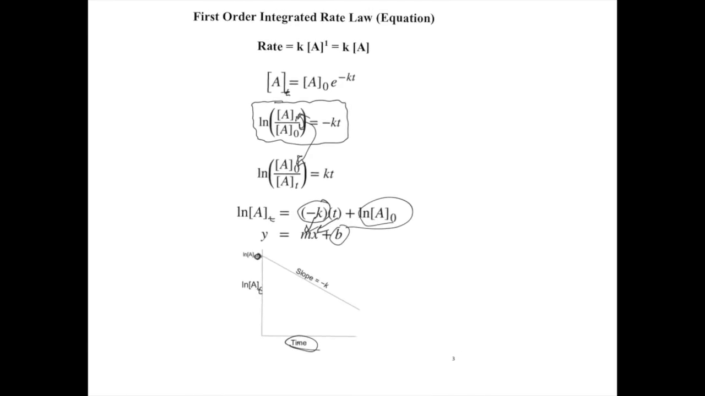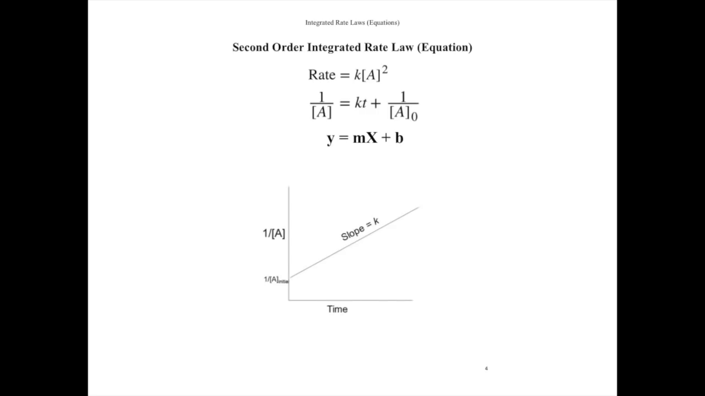Okay, so let's move on. Second order. So here's the second order integrated rate law. And again, in a very similar way, rate is equal to k times your concentration to the second power. That's your rate law. If you integrate it with respect to time, you get 1 over A sub t is equal to kt plus 1 over A sub 0. And so here, k is your slope, and 1 over A sub 0 is your y-intercept.